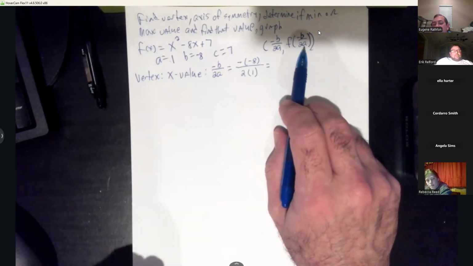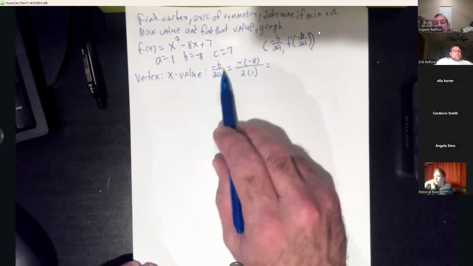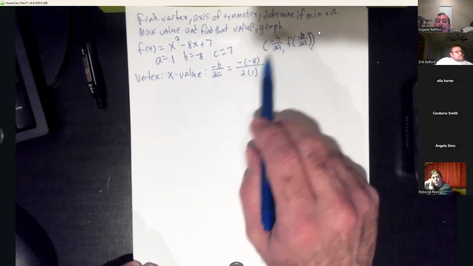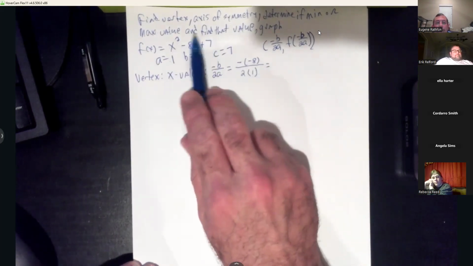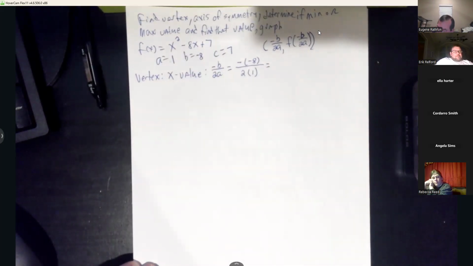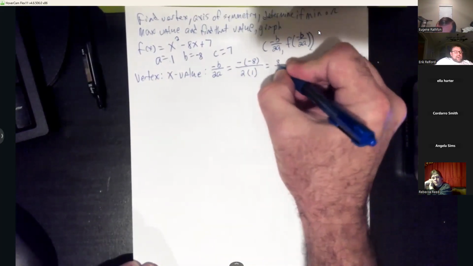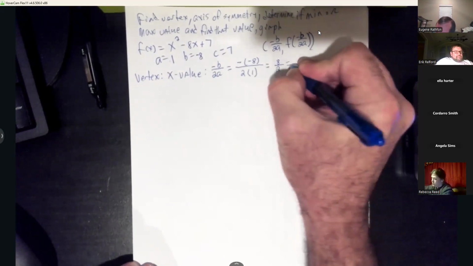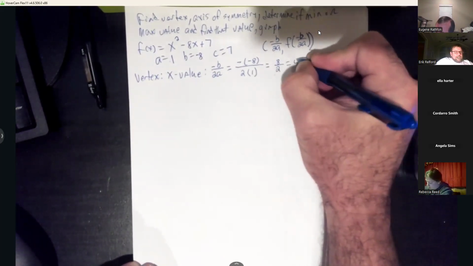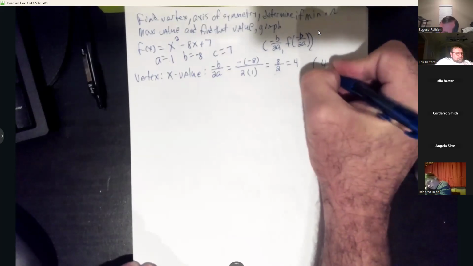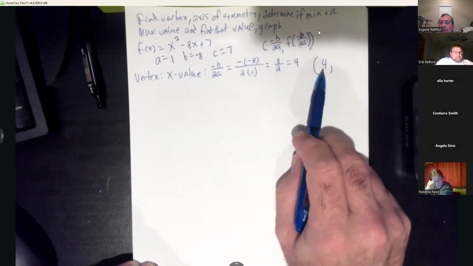So what it means, Ella, is once I know what this negative b over 2a equals, then I'm going to find f of this number by using that equation. All right, y'all, so watch this. That negative negative makes that a positive 8. 2 times 1 is 2. And 8 divided by 2 gives me 4. So I now know the x value of this vertex will be 4.